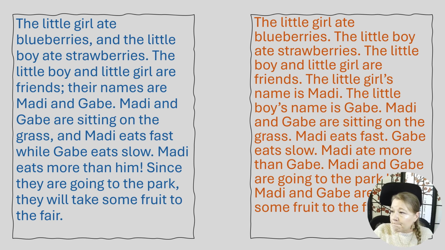Again, the second one, the little girl ate blueberries. The little boy ate strawberries. The little boy and little girl are friends. The little girl's name is Maddie. The little boy's name is Gabe. Maddie and Gabe are sitting on the grass. Maddie eats fast. Gabe eats slow. Maddie eats more than Gabe. Maddie and Gabe are going to the park later. Maddie and Gabe will take some fruit to the fair. Very choppy. The first one in blue flows much better, and it definitely maintains the interest of the listener. This is the one that you would want to choose if you were trying to improve your writing through variety of sentences.